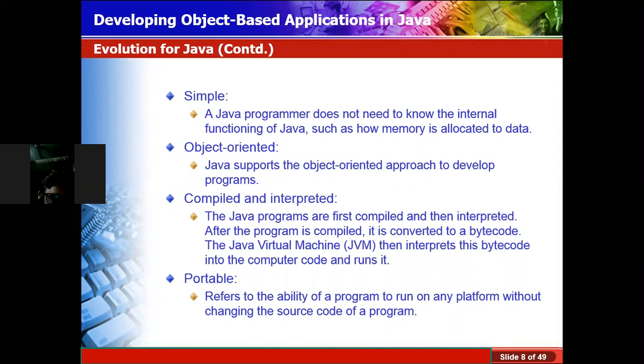Then compiled and interpreted. A Java program is first compiled, then interpreted. The interpreter's work is to execute the code on a line by line basis. Suppose you have 100 lines and a problem in the 10th line, it stops you there. But then why are both compiler and interpreter used? Suppose you have 10,000 lines and an error in line 9,999. When you use only an interpreter, your execution starts again from the beginning. So it is time consuming.